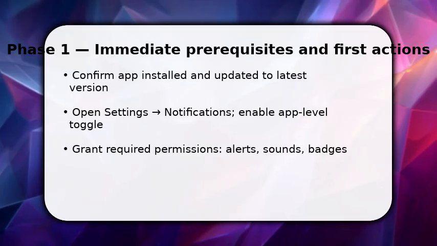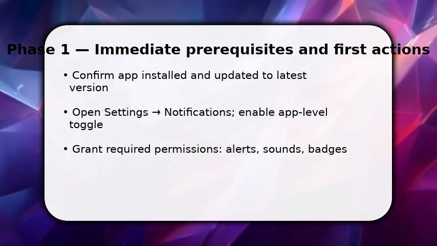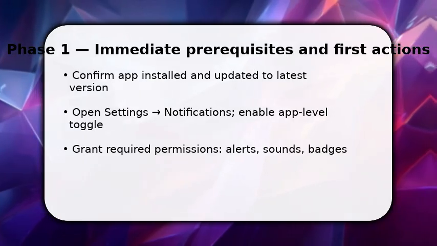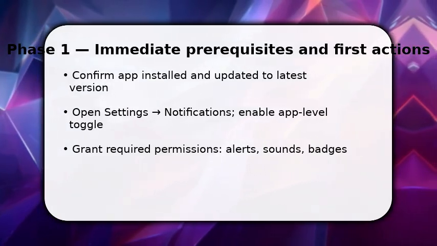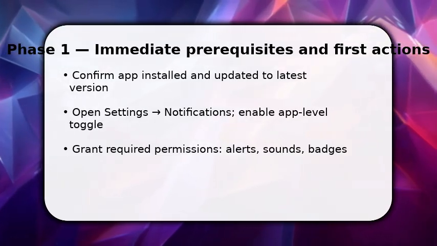You start by preparing the essentials. Open the app and the system settings, then navigate to notifications. Tap the app and enable the main toggle so the system will accept alerts. Once done, grant permissions for sounds, badges, and banners.